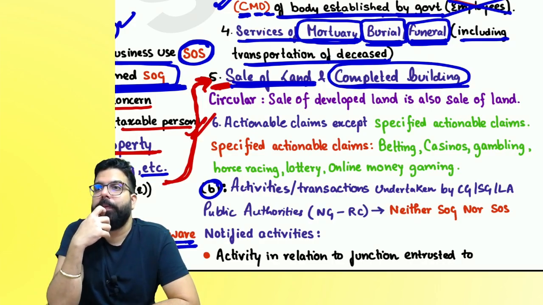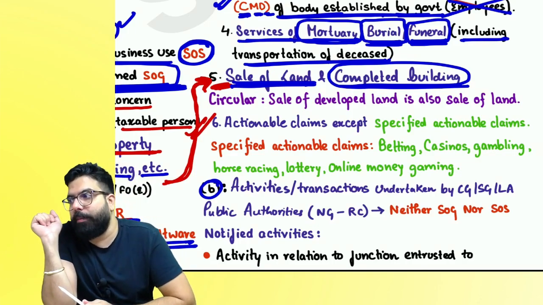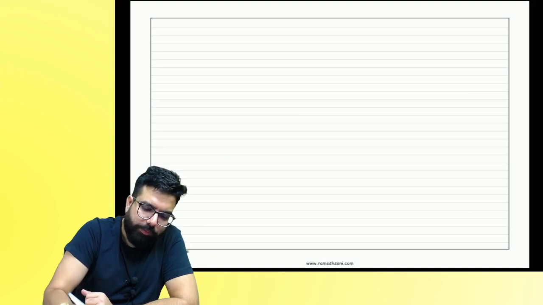Do you guys agree with me? So when stamp duty will come, GST will not come. Are we clear, everyone? But here, tell me one thing.